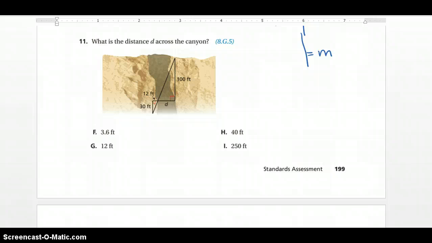Number 11. What is the distance D across the canyon? It's been a while since we've done these. We have 100 feet on our long triangle, tall triangle on the long side. We have 30 feet on the long side of our small triangle. So I'm going to set up a proportion. I'm going to have 100 from my big triangle, and it relates to 30 from my small triangle.